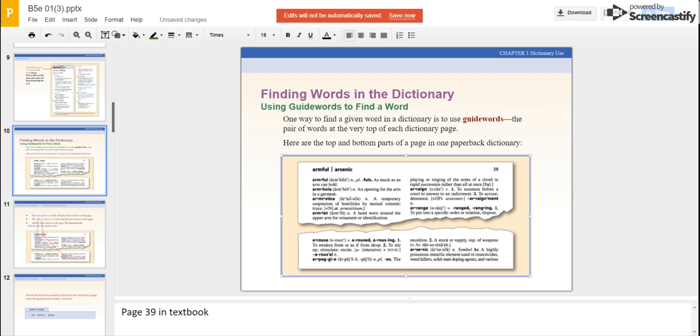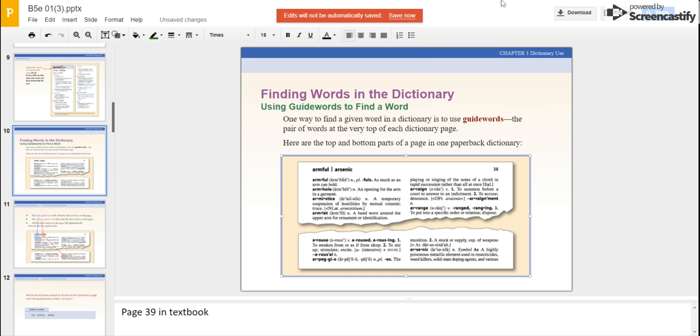I'm looking at the PowerPoint that you can find in 10 steps under Chapter 1 Dictionary Use. The same information is also in your textbook. Essentially, guide words are just two words that are at the top of every page in a dictionary. And those guide words tell you the first and last words that are found on the page.